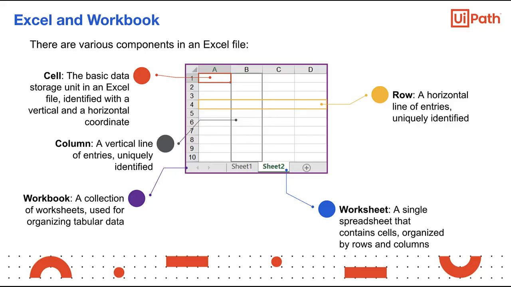There are various components in an Excel file. The cell is the basic data storage unit in an Excel file. It is identified with a vertical and a horizontal coordinate. The row is a horizontal line of entries, and it is uniquely identified.